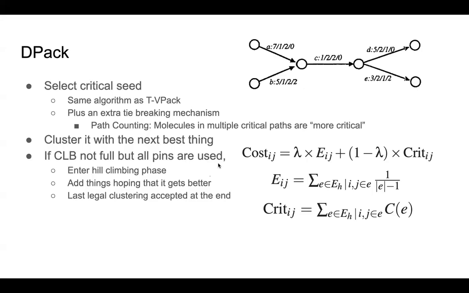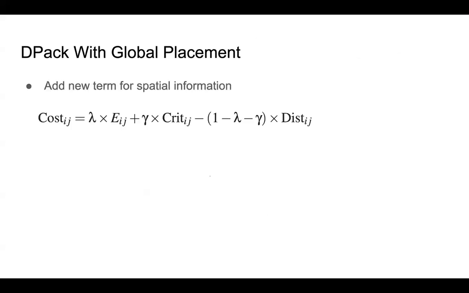And you might ask, so this cost function doesn't have anything to do with distance, and that would be true. So they add a new term for the spatial information later. So you have those same two terms, and you have two separate factors, and then the remainder of those two factors would be times the distance between the two atoms. And as you can see, this is a minus, so if things are far apart, the cost goes down. So it's really punishing the packer for, like, don't pack things that are far away from each other. Basically, that's the cost function that they use.